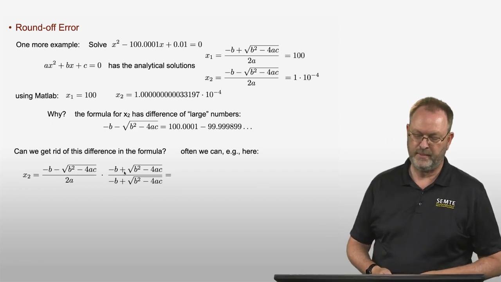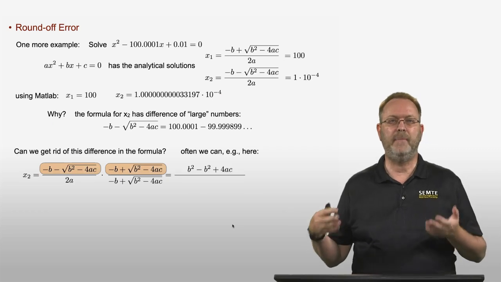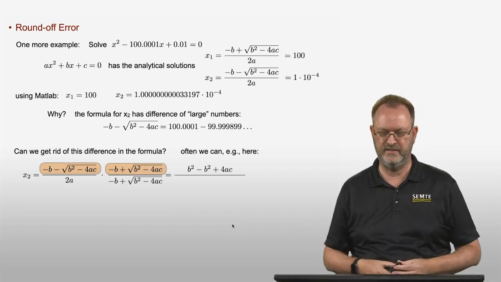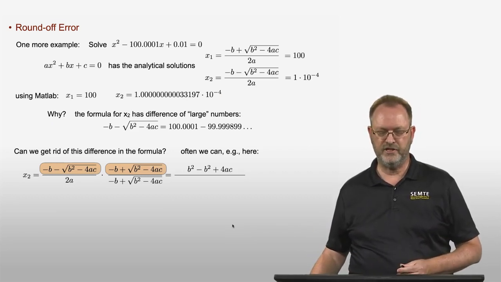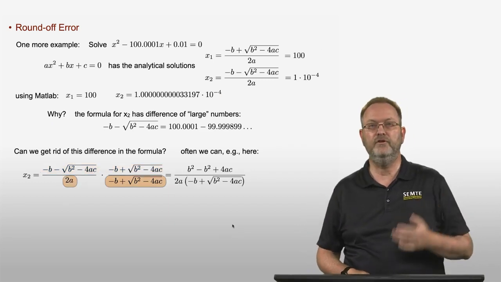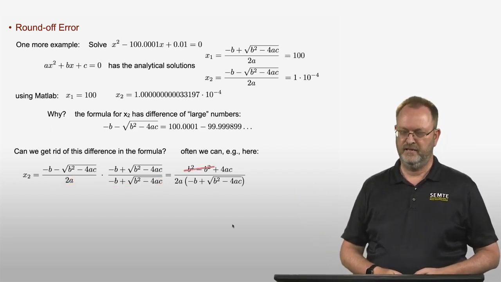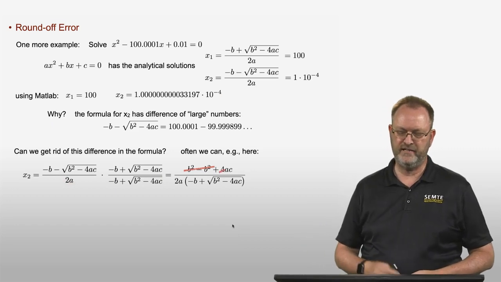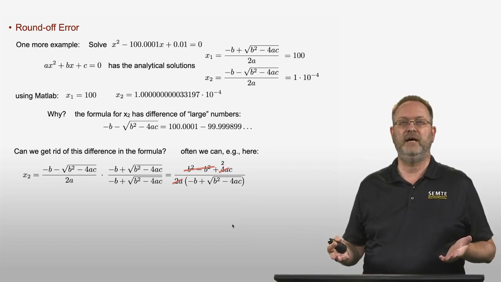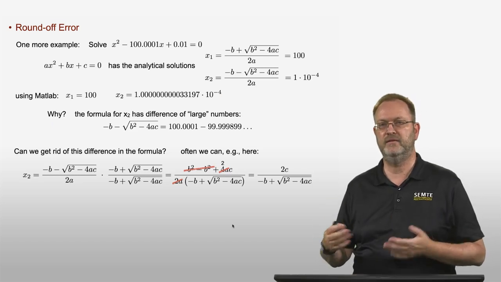So if you multiply these together, you get the first term squared, so b squared, minus the square root term squared, so minus b squared plus then the 4ac. And in the denominator, we just have 2a times minus b plus the square root term. So if you look at the numerator now, we have b squared minus b squared, that cancels out. And the 4a in the numerator now cancels against the 2a, just leaves the 2 there. So the final formula, after I did this little trick, is 2c divided by minus b plus the square root term.